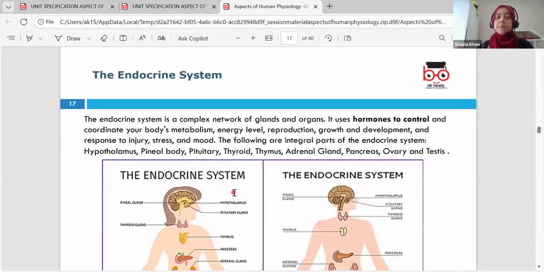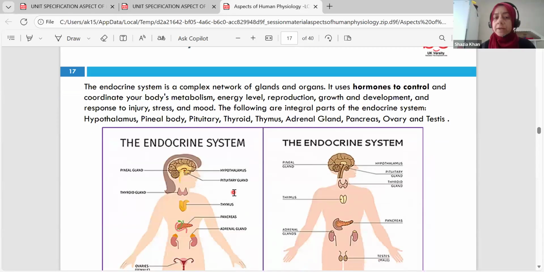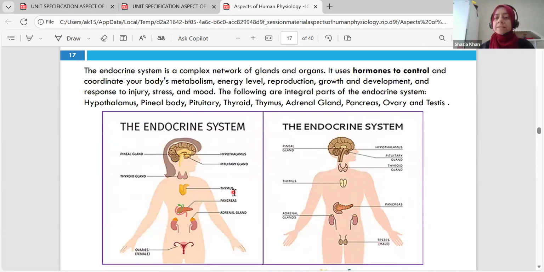Then we have the endocrine system. I have to go a bit faster because there are other sessions planned at 11 o'clock. So the endocrine system is a complex network of glands and organs, and it uses hormones. And we have organs, we have enzymes also.